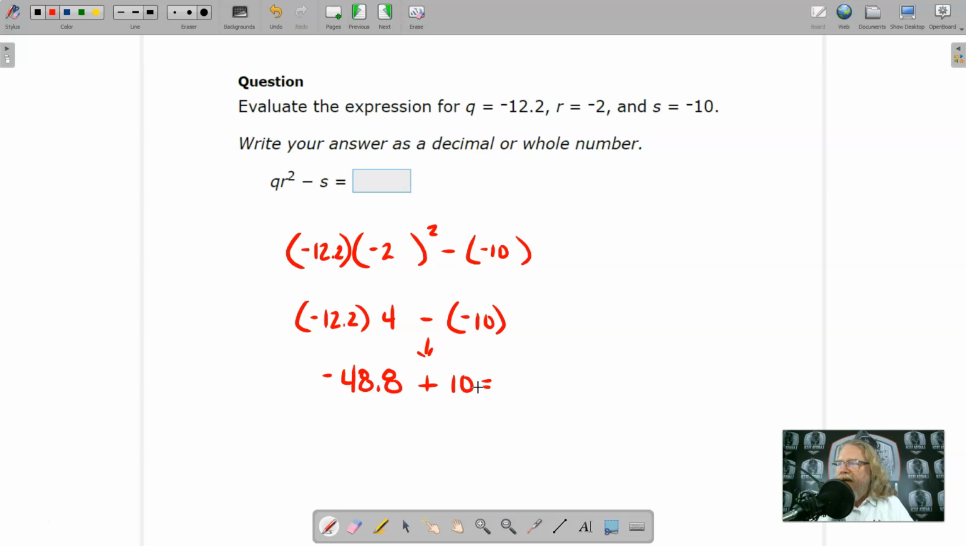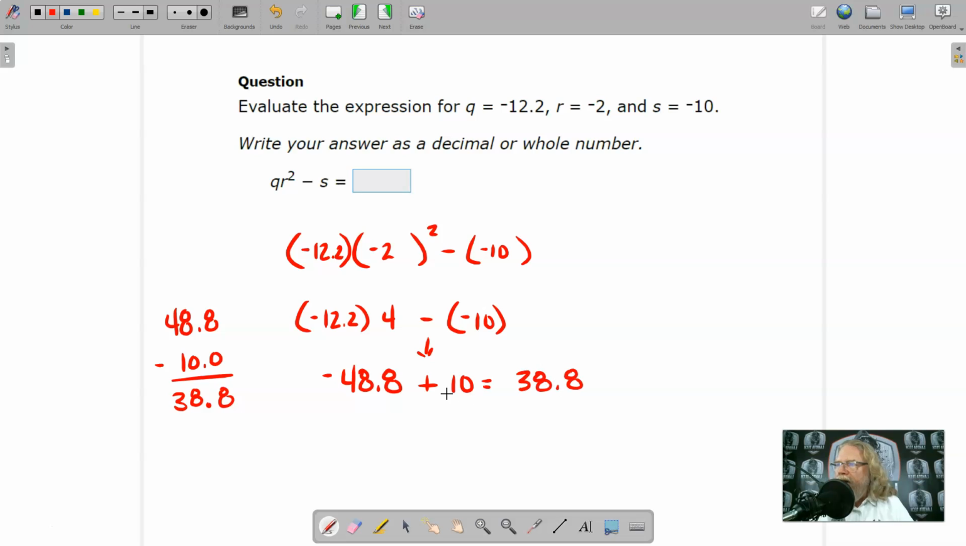48.8 plus 10 equals, well, I have a negative and I have a positive number. So which one has the greater absolute value? 48.8. And we're going to subtract from that 10. So I end up with 38.8.